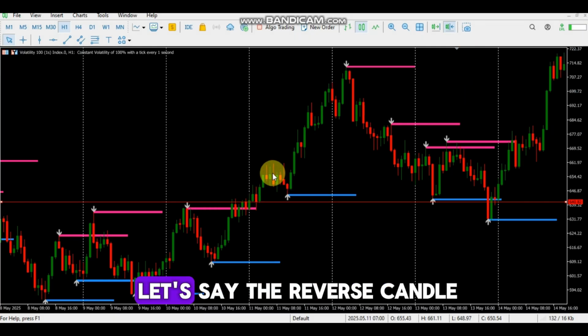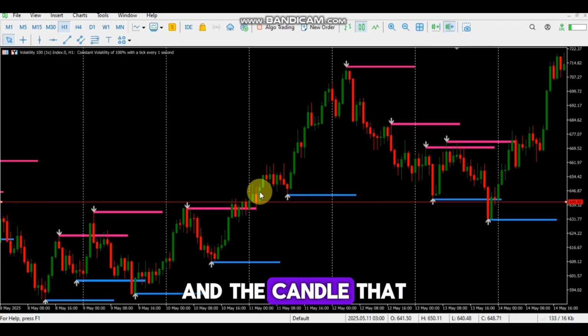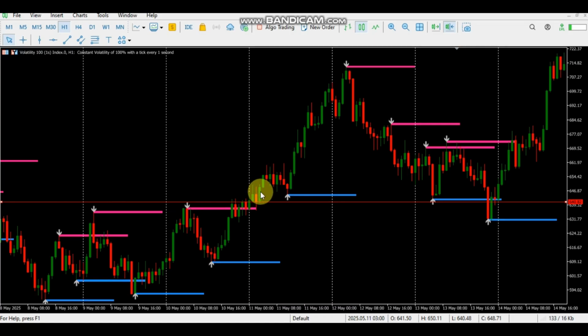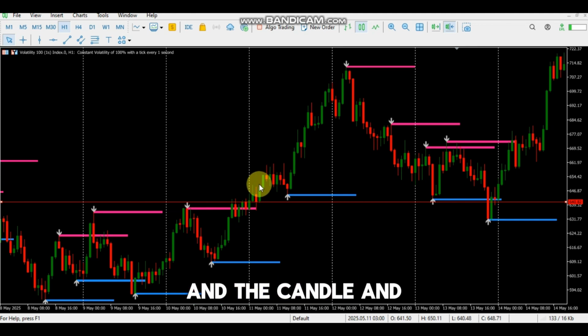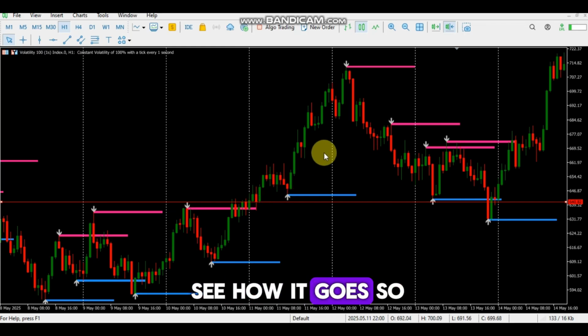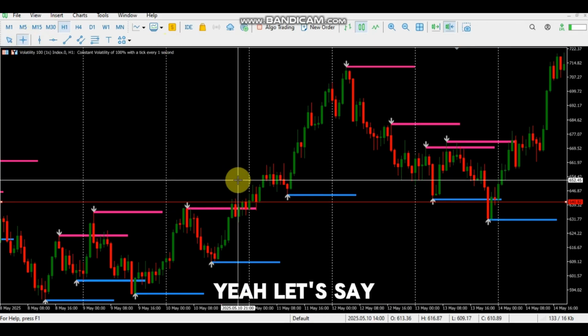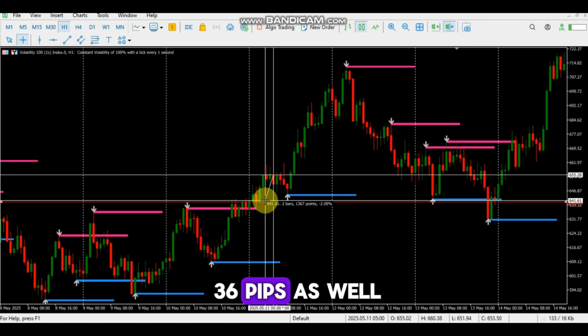Can you see? Let's say for the reversal candle, we make use of this buy candle here, and the candle that created the FVG is this candle, the end of this candle. So let's try to see how it goes. So yeah, that's 136 pips as well.